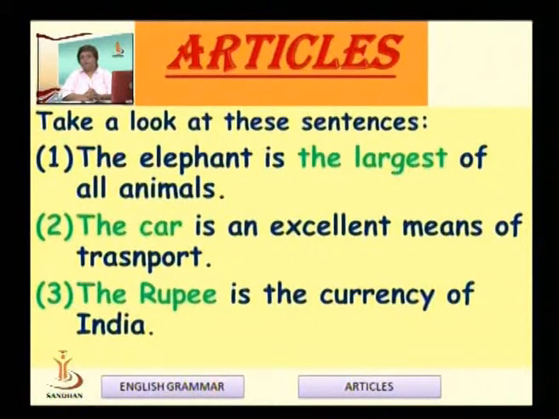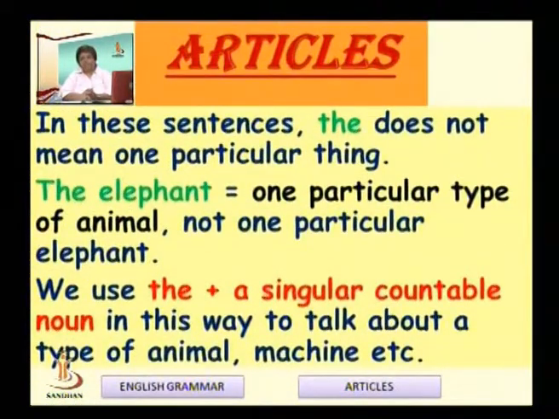The elephant is the largest of all animals. The car is an excellent means of transport. The rupee is the currency of India. This is wonderful. But I am sure you have in your mind a question. Why have I used article the in front of elephant, in front of car, or in front of the currency called rupee? There is an explanation. Let us look at this explanation.